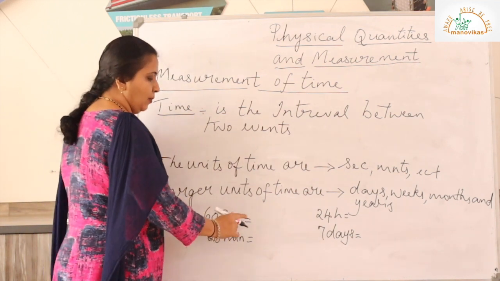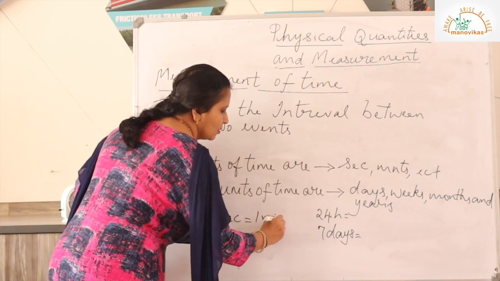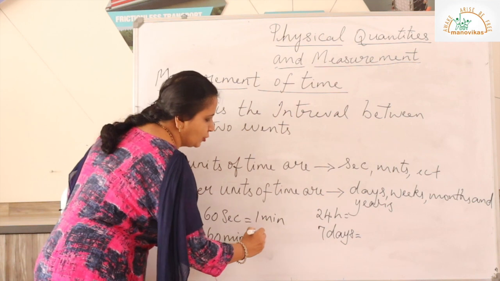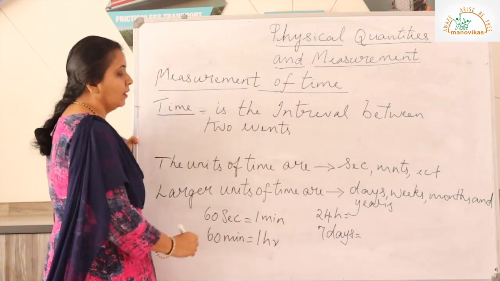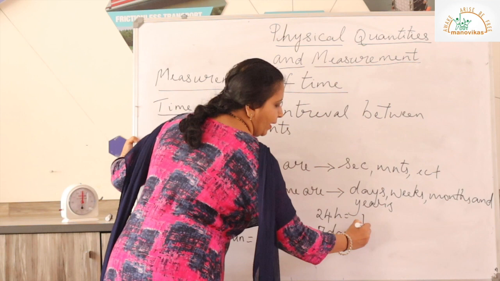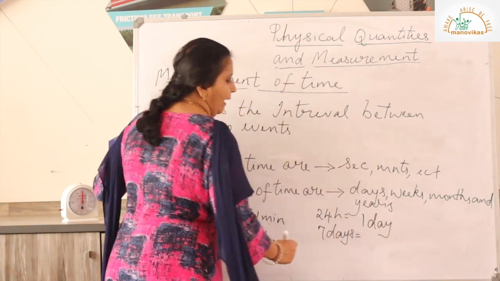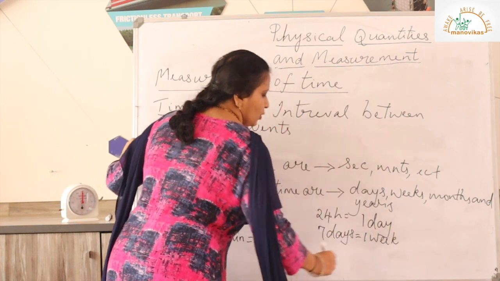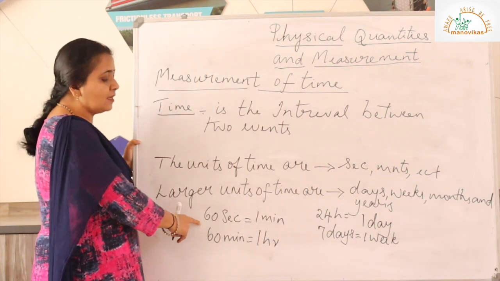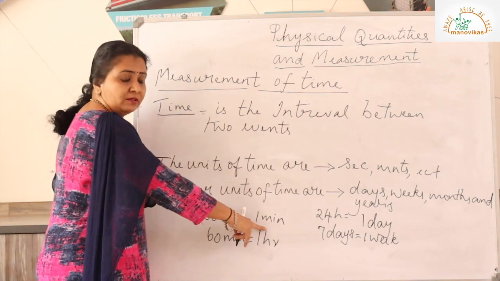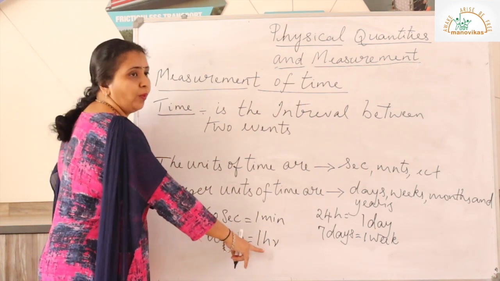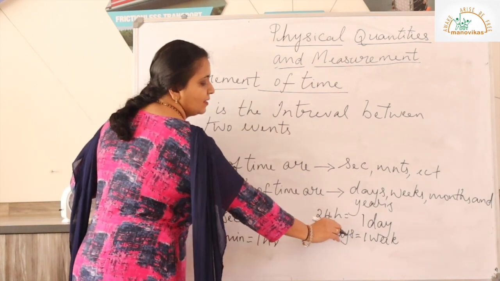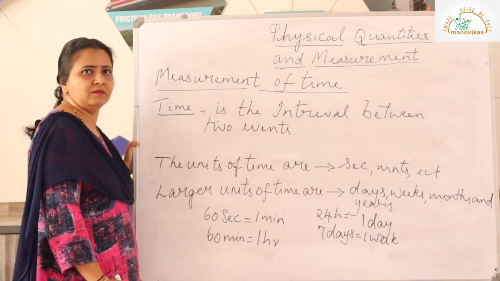60 seconds is equal to 1 minute. 60 minutes is equal to 1 hour. 24 hours is equal to 1 day. And 7 days is equal to 1 week. So once again, let us see. 60 seconds is equal to 1 minute. 60 minutes is equal to 1 hour. 24 hours is equal to 1 day. And 7 days is equal to 1 week.